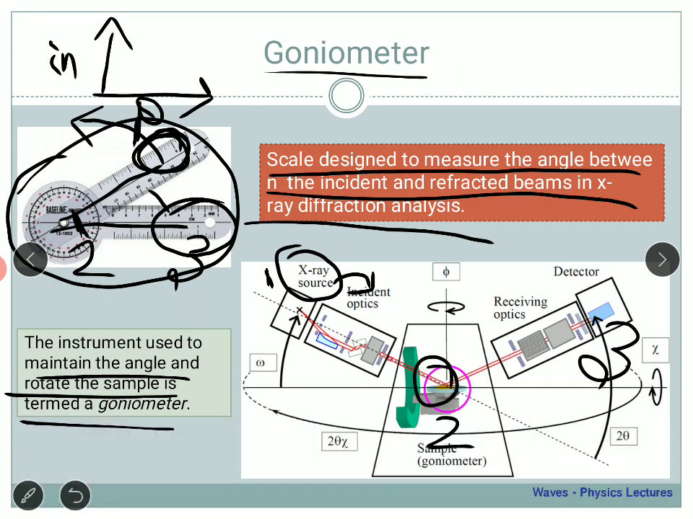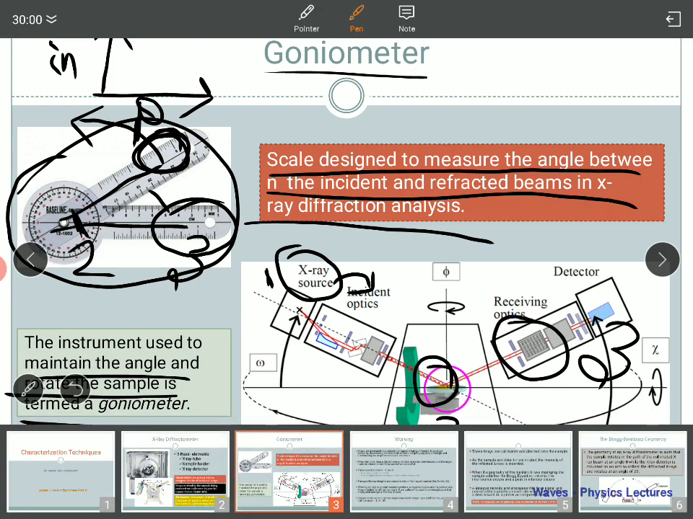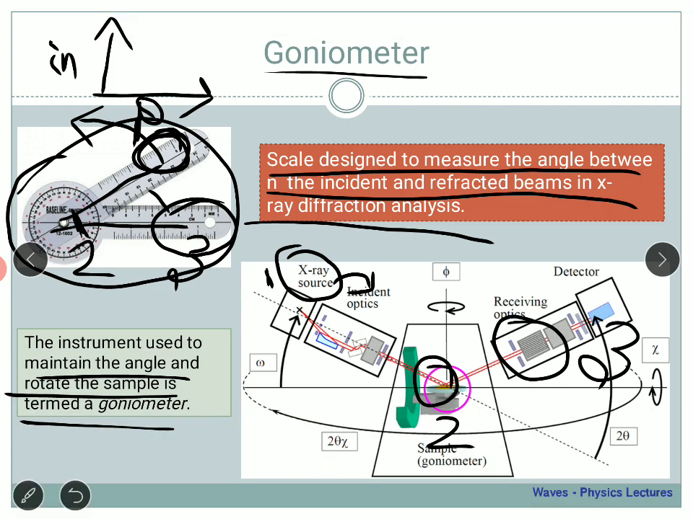Then we have the receiving end where we actually have the solar slits, which collimate the incident or the refracted beam or the diffracted beam, and it is then finally received by the detector, which is connected to electronics to capture the data and store it. So this is exactly how a simple XRD machine is operated.